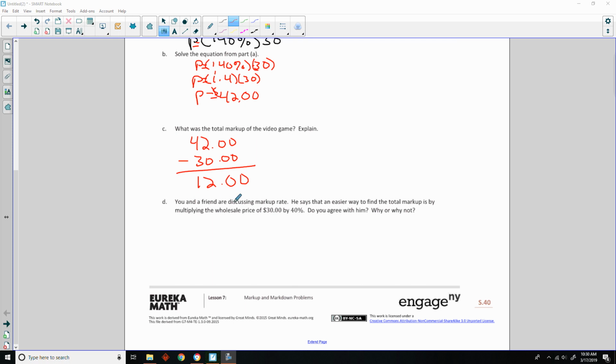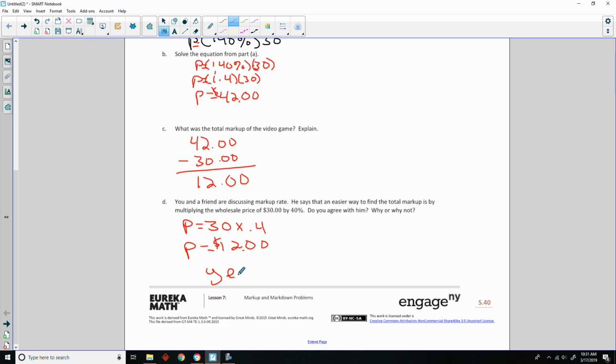D says, you and your friend are discussing markup rate. He says that an easier way to find the total markup is by multiplying the wholesale price of $30 by 40%. Do you agree with him? Why or why not? Well, if he's going to say the cost is going to be P equals 30 times 40%, which is 0.4, then P would equal 12, because 4 times 30 is 120, and there's one decimal place. So it would be $12.